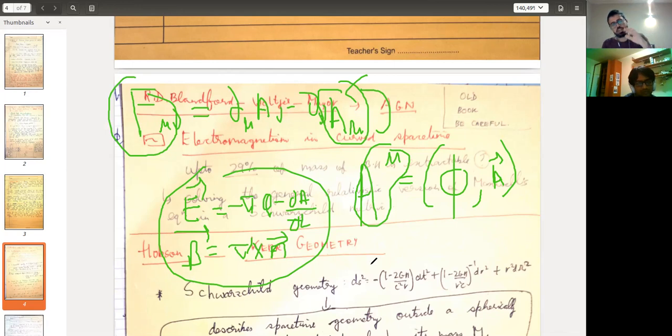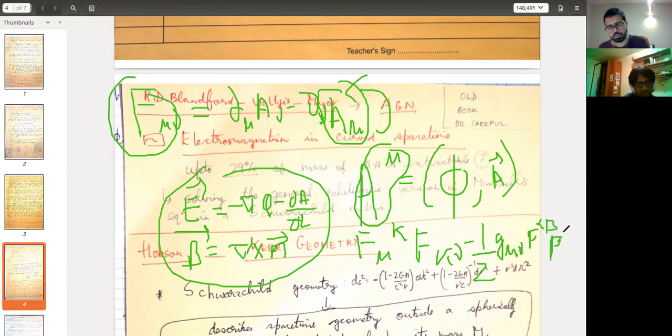Now you can put this on the right hand side of the equation. There is an equation written on my board over here, I forgot what it's called, but you can form it like this: F mu alpha F kappa nu minus a quarter of G mu nu F alpha beta F alpha beta. So this is your whole T mu nu, the energy momentum tensor of the electromagnetic field.